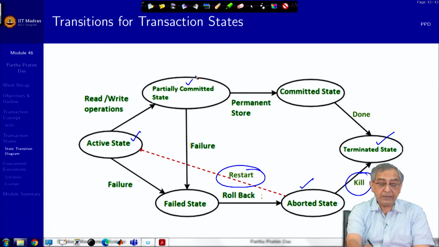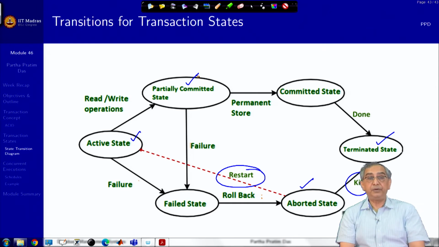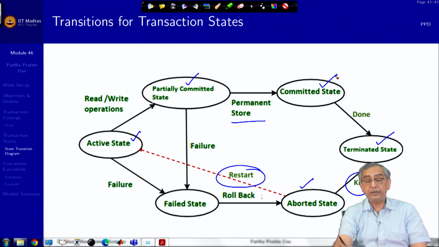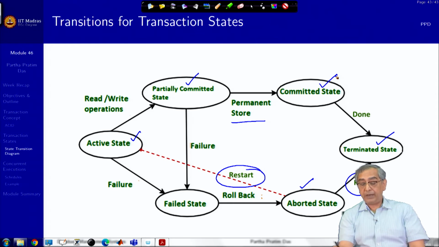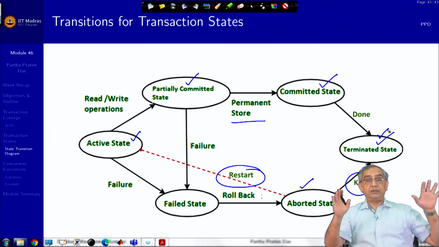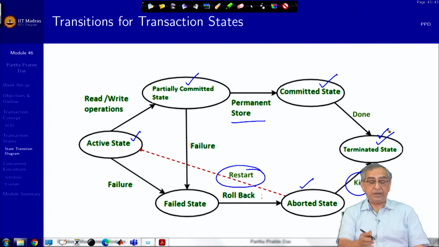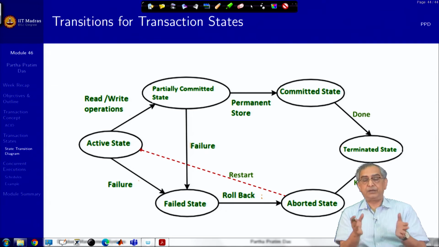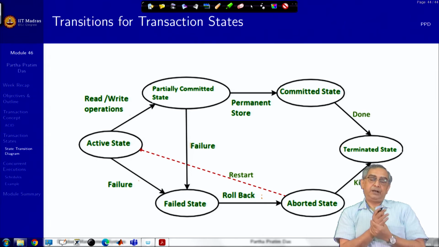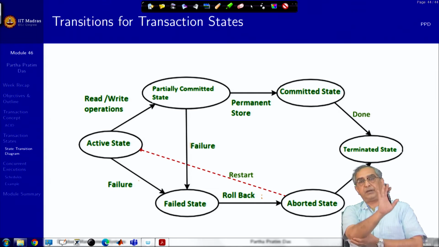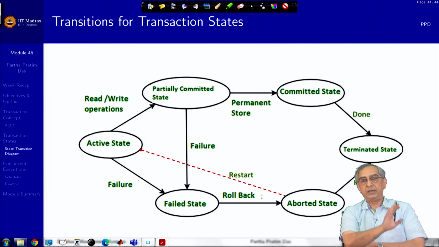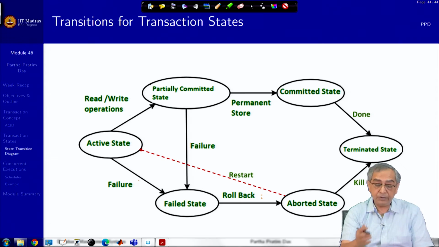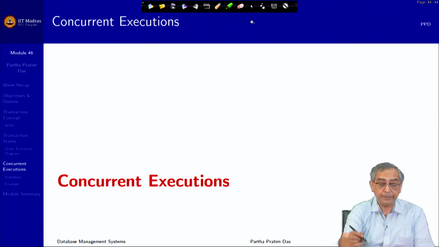On the success side, from the partially committed state, if you did not have a failure, then you write back to the permanent store and the transaction goes to a committed state and you are done, you come to a terminated state. So, this is the life cycle of the transaction, the different states and their transitions. This is just logically obvious, but you have to learn this transition diagram and the steps in it by realizing them. So, make use of the earlier slide for descriptions.